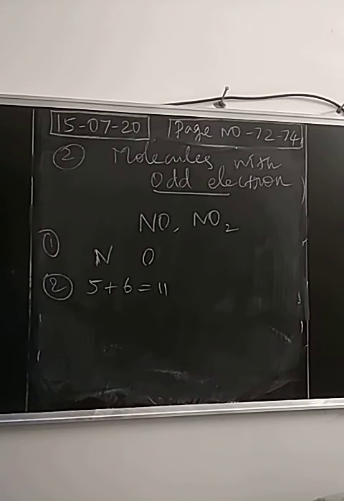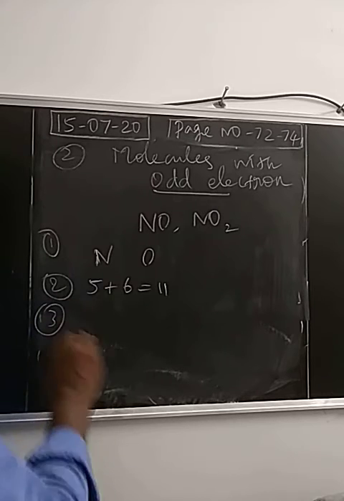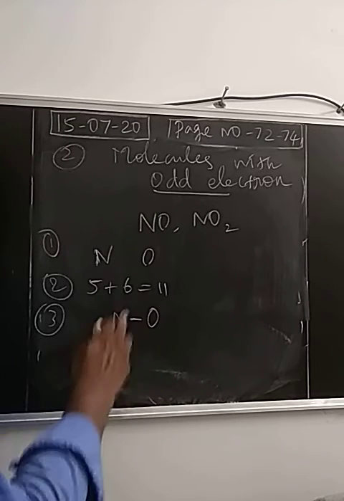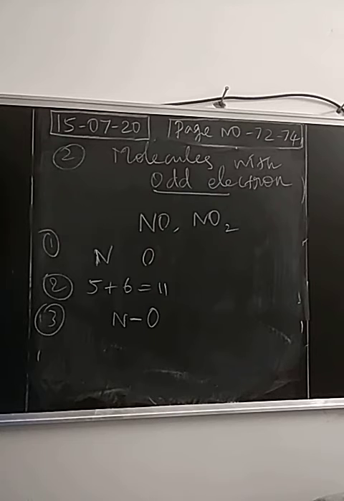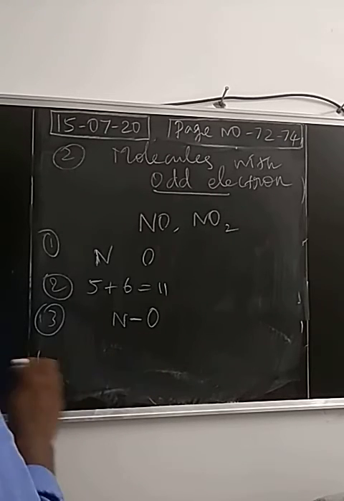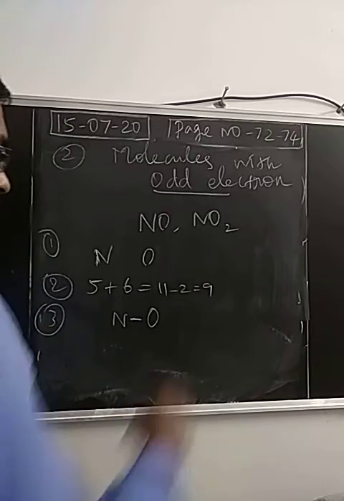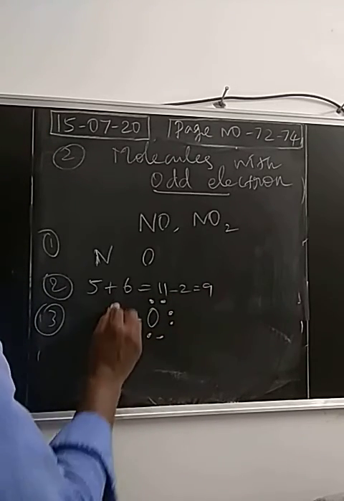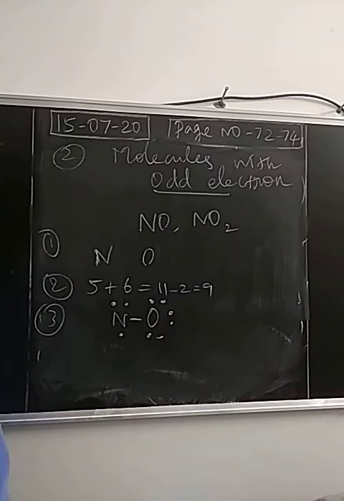Total valence electrons 11. Then in the third step, we have to place electrons as a single covalent bond. So out of 11 electrons, 2 electrons are placed as a single covalent bond. Remaining electrons will be placed on the atoms. First, the remaining electrons will be placed as lone pairs on the more electronegative atom, oxygen. So remaining we have what? 9 electrons. So 2, 3, 4, 5, 6, 7, 8, 9. So this is the arrangement, right?